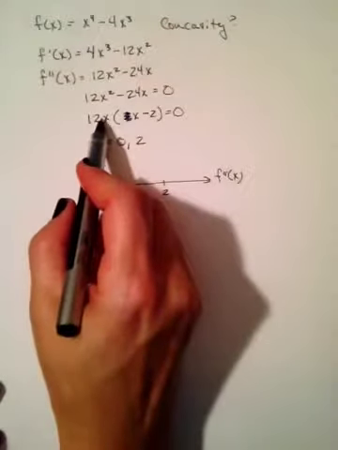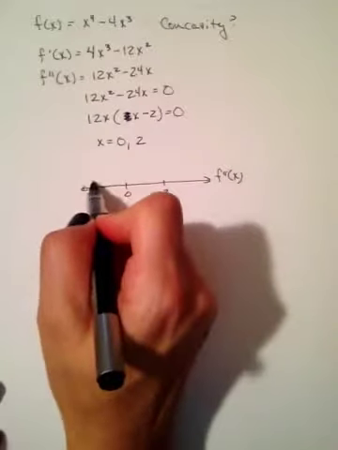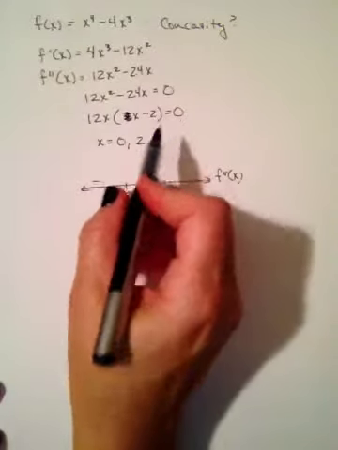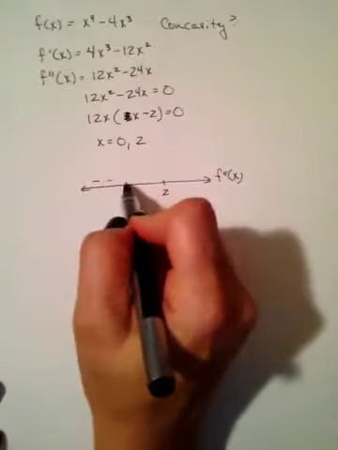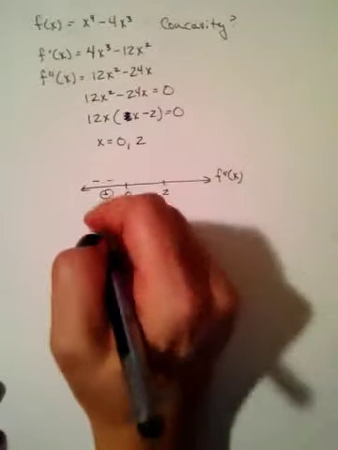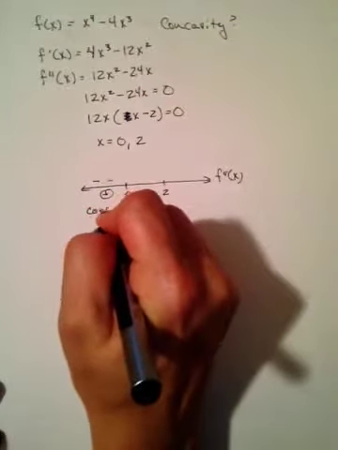So I'm going to take a number to the left of 0, like negative 10, and I'm going to plug it into the factored form. So 12 times negative 10 is a negative, times negative 10 minus 2 is a negative. I know a negative times a negative is positive. So my function was concave up.